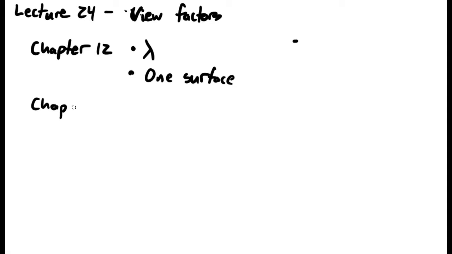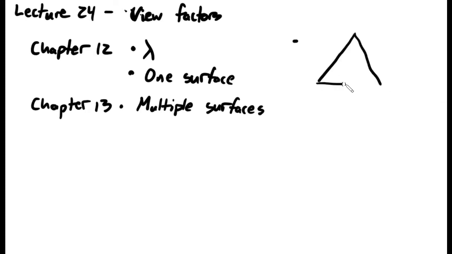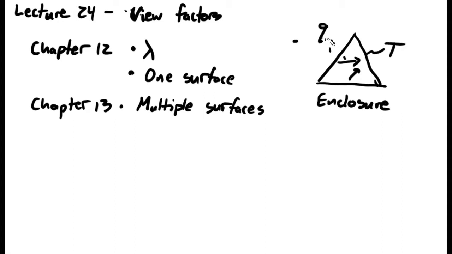But now we are getting into chapter 13. Chapter 13 alternatively focuses on multiple surfaces. So now instead of just one surface where we have some defined irradiation approaching, we are going to have a series of surfaces, often enclosed, kind of like this triangle, and we're going to call that an enclosure, or several surfaces that are touching and exchanging heat with each other. And we're usually curious to find the temperature of some surface or what the rate of heat transfer is between surfaces. That's what chapter 13 is going to be all about.